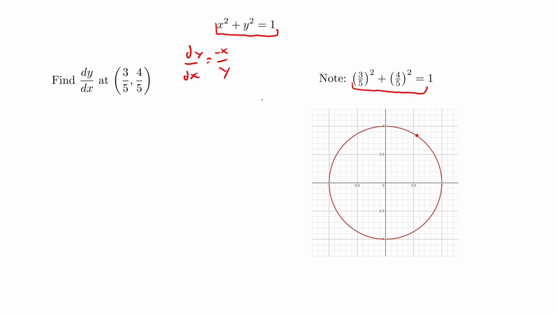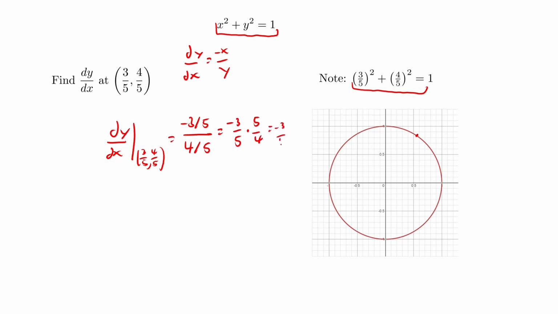Okay, so what we can do is we have this equation. We just plug in the values into negative x over y. So if I want to find dy/dx at the point (3/5, 4/5), this is the notation we would use. This is going to be negative 3/5 divided by 4/5. And remember that anytime you divide by a fraction, you just multiply by the reciprocal. So this is going to be negative 3/5 times 5/4, and this is going to be negative 3/4.